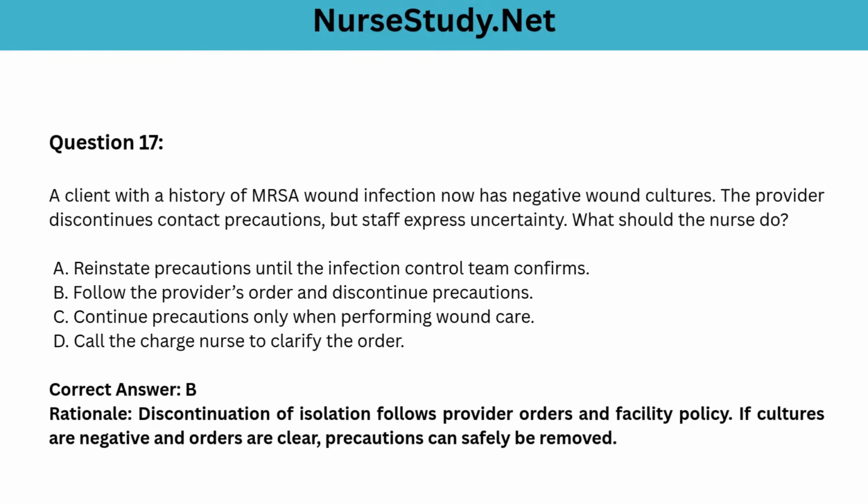Correct answer: B. Rationale. Discontinuation of isolation follows provider orders and facility policy. If cultures are negative and orders are clear, precautions can safely be removed.